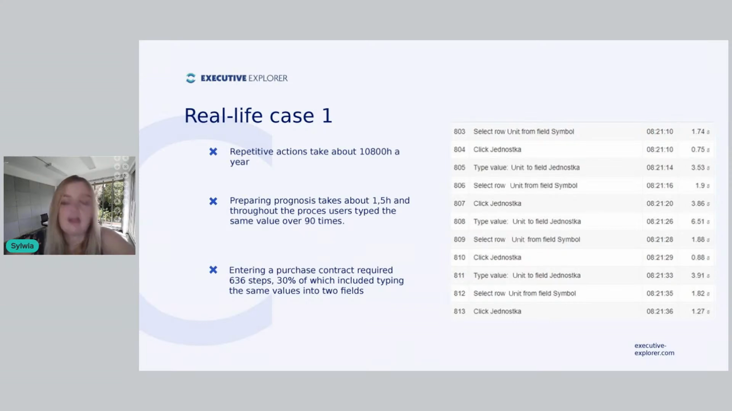And another case, just as crucial, entering a purchase contract. This process required over 600 steps, 636 steps to be exact. And 30% of all of these steps included typing the same values into two fields. The fields were, if I'm not wrong, symbol and unit. So just this repetitive action took over 30% of the steps required for the whole process.